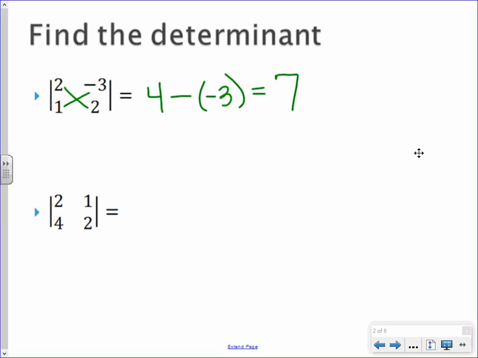Okay, 0. All right. You got 4 minus 4 equals 0? Yes. Okay.